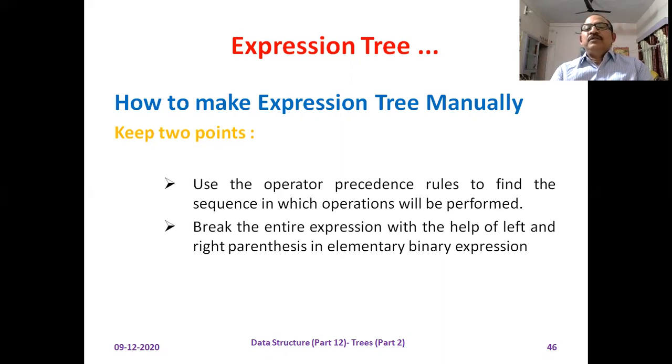Suppose a minus b. So minus becomes the root of the expression tree. A is the left child and b is the right child. Okay.